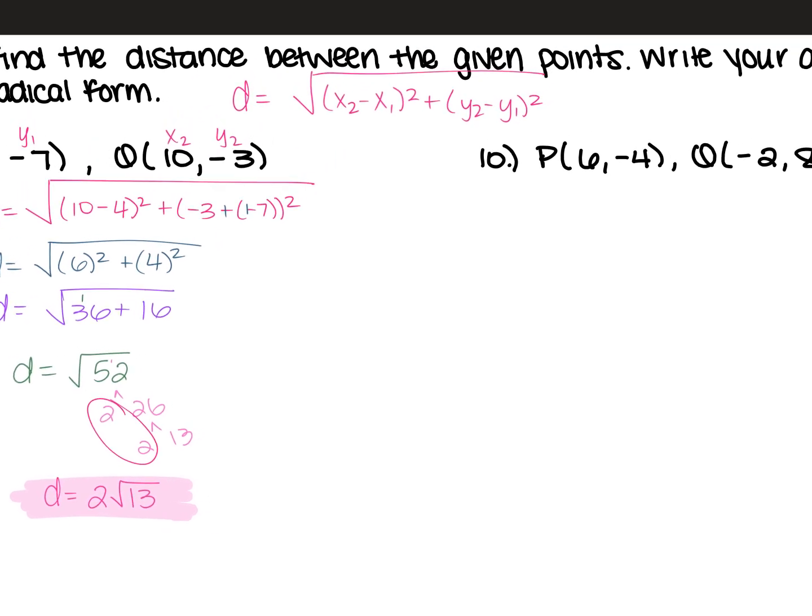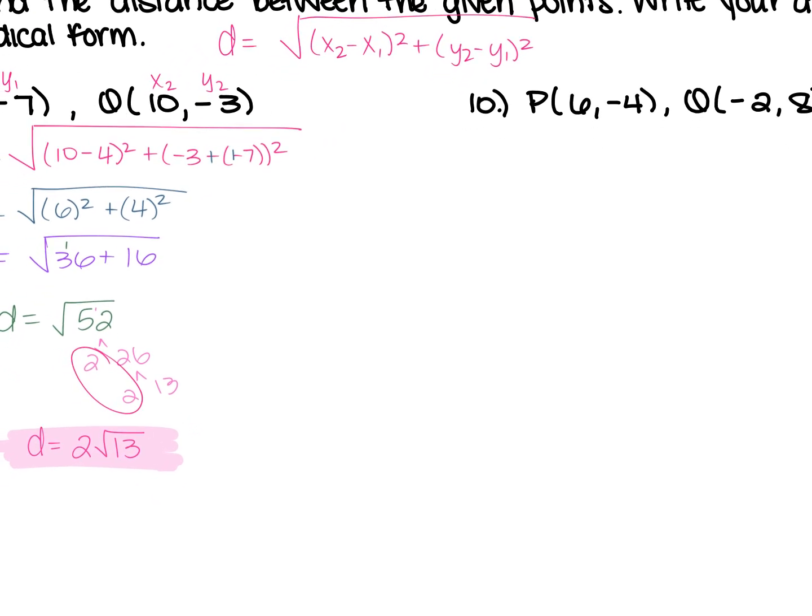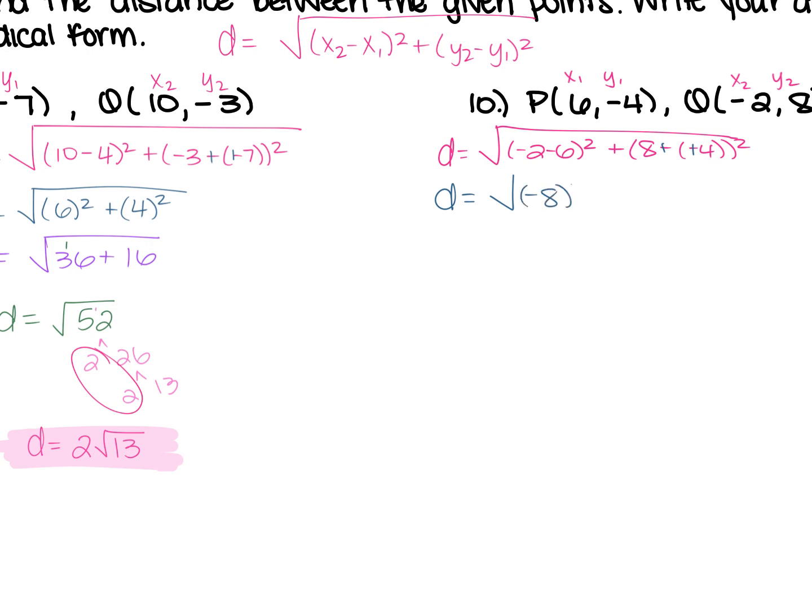For example 10, you have the ordered pair P of 6, negative 4, and Q of negative 2, 8. X1 is going to be 6, Y1 is negative 4, X2 will be negative 2, Y2 is going to be 8. So our distance is going to equal the square root of negative 2 minus 6 squared plus 8 minus negative 4 squared.